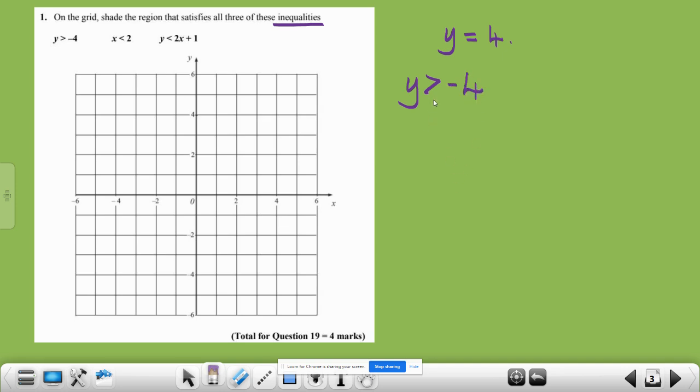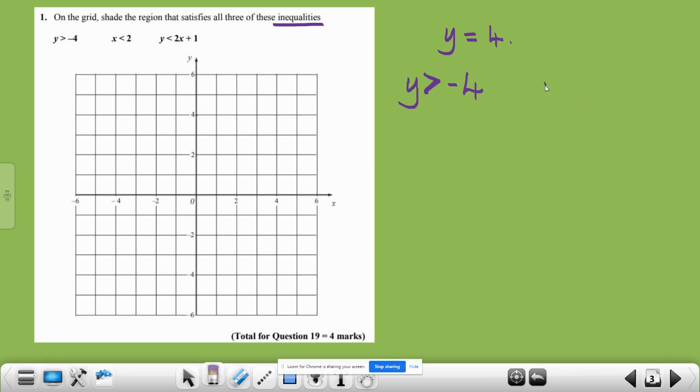it's telling us that y is greater than minus 4. So y could be any number of values, but what it can't be is minus 4 or anything less than minus 4. So it's greater than, and that's what an inequality is.